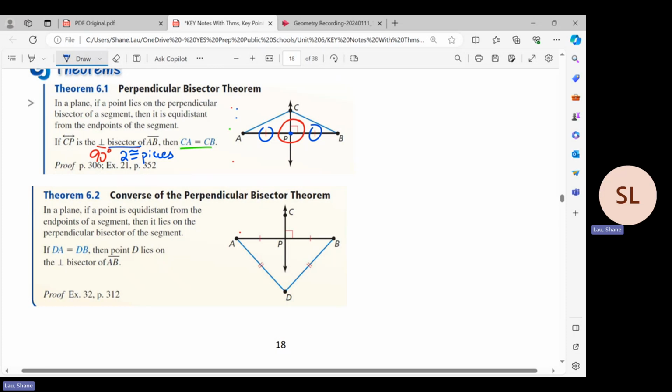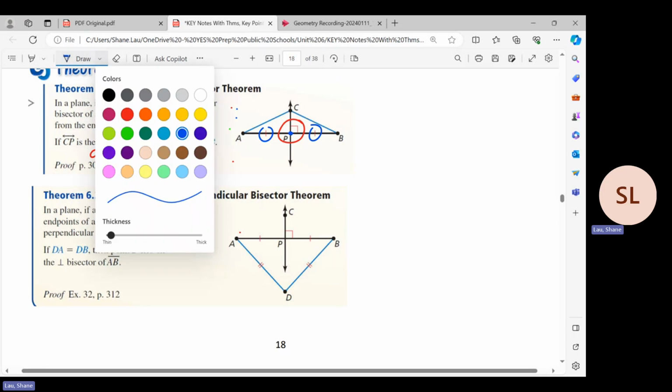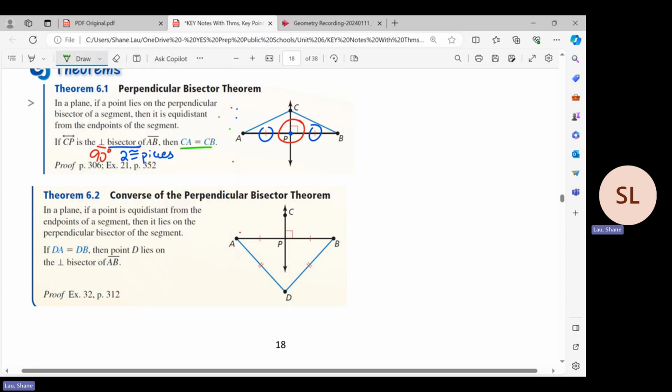And the last part is we're looking for that CA equals CB. If the first two parts are true, if we have that perpendicular bisector, so 90 degrees and two congruent pieces, we can say that CA and CB are going to be congruent. Or in other words, they're going to be equal to each other in value.